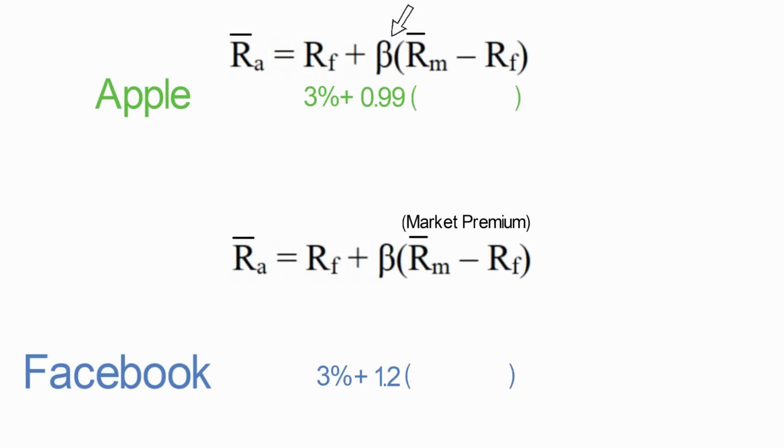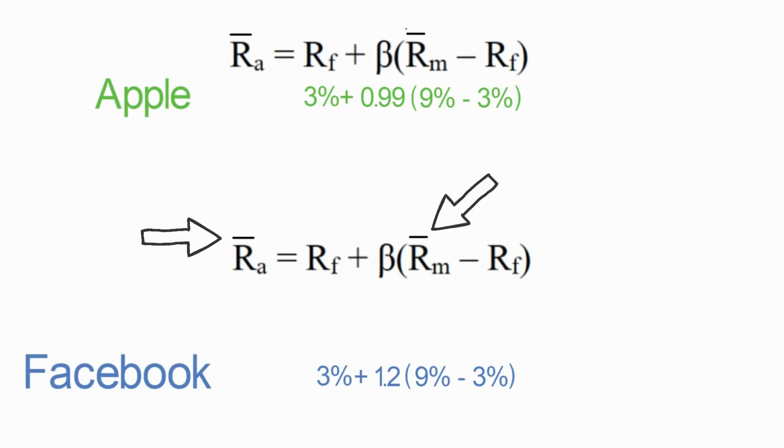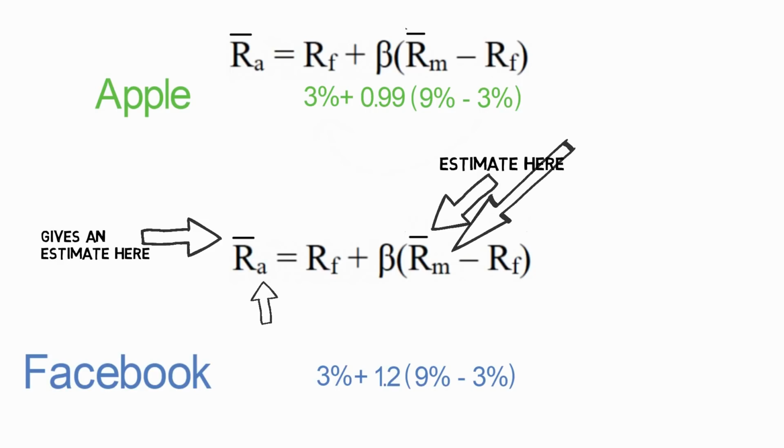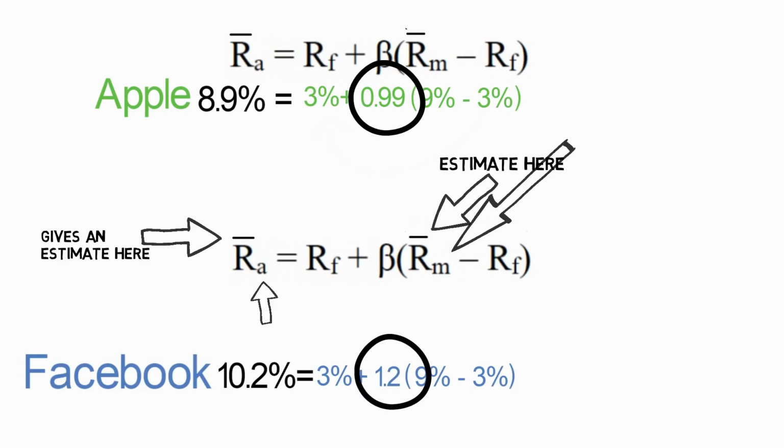They call this the market premium. For the expected market return, we're using 9%, and for the risk-free rate, it's the same as the 3% that we're using over here. Now, for those interested, the horizontal bar that's above the R right here and here, well, that bar indicates that this is an estimate. So now we know we're using an estimate of expected market return, and that will give us an estimate of the return of this asset. That's what the lowercase a stands for. And over here, M stands for the market. So when we calculate these, we end up with 8.9% for Apple and 10.2% for Facebook. Now don't forget, the only difference between Apple's formula and Facebook's formula is their individual beta.